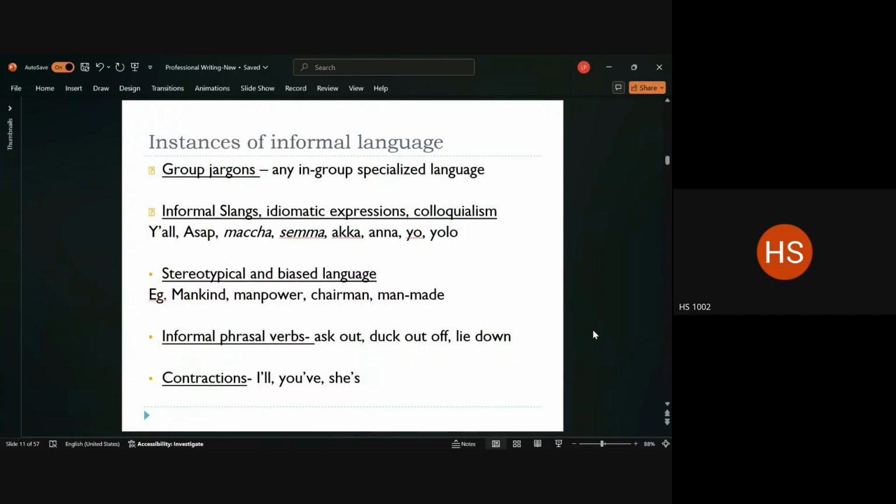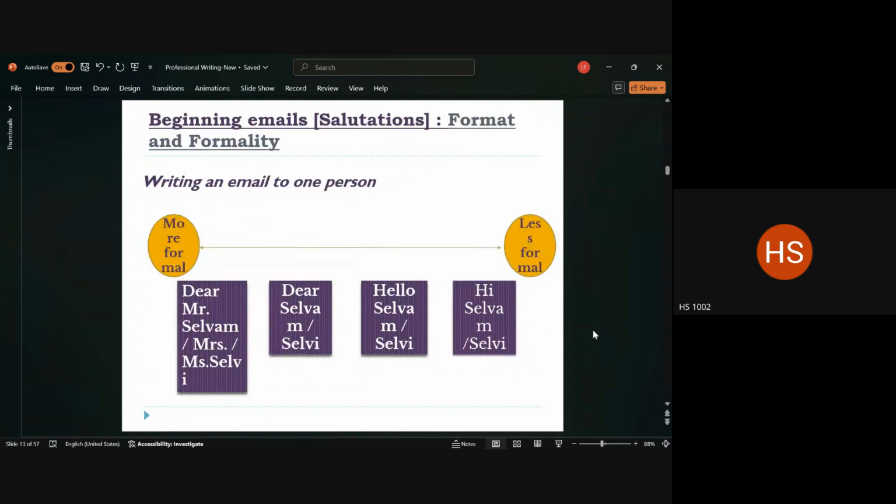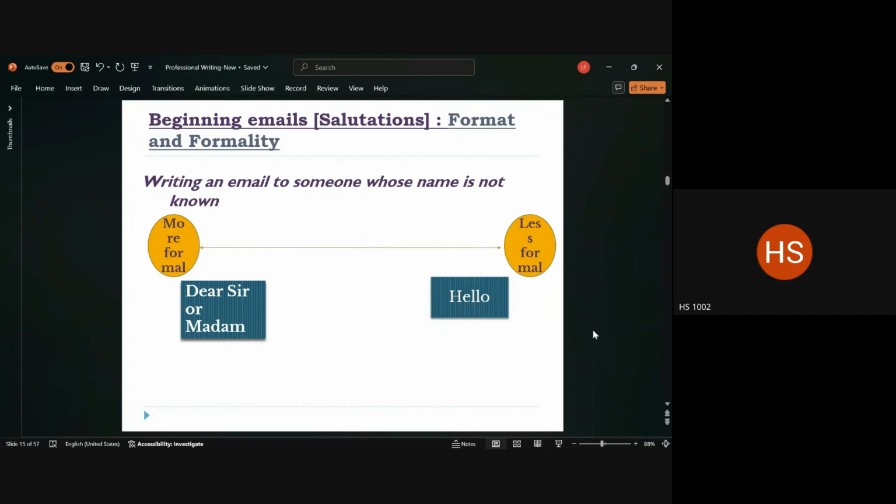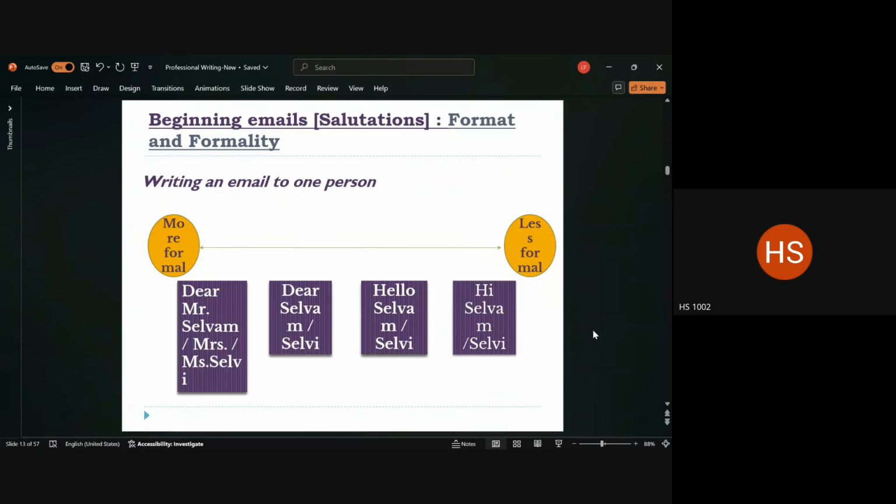Now I would like to discuss a bit more with you on the informal language, but I think I'll come back to this a little while later. I want to begin talking about the format and formality for emails, which is the first part of it, salutations, right? And I'm going to talk about salutations for writing a professional email. We have it divided in three parts. One is the salutation used in the beginning of an email when writing to one person. So say there's one sender and one receiver, right? And then the second case is when I'm writing to several people, and then the third case is when I'm writing to someone whom I do not know, who's a stranger to me, right? So these are the three cases that we are going to discuss to understand the conventions of writing salutations professionally.